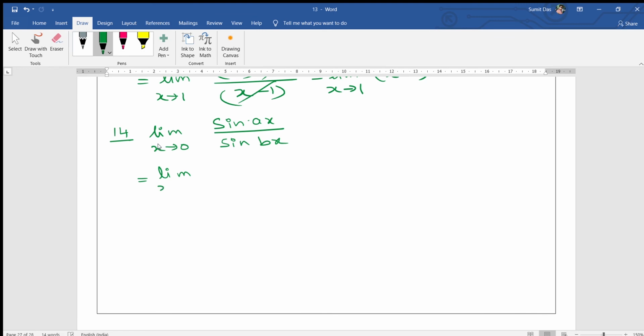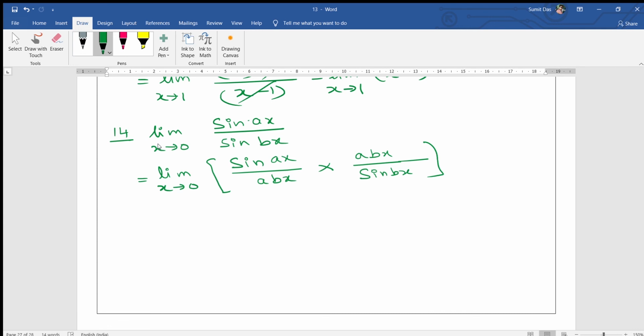Limit x tends to 0, sine ax. I'm dividing here abx into abx sine bx. I can write like this because abx and abx will cancel.